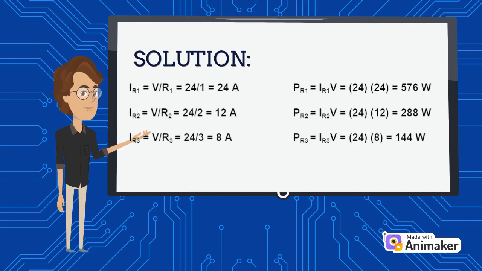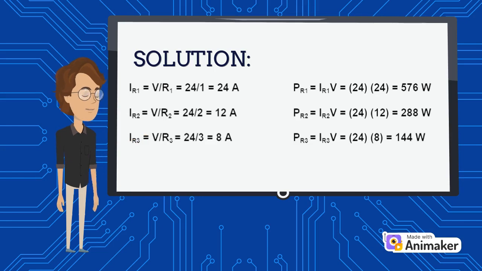Now, for solving for the power in each resistor, since in this problem we already have the values of the current in each resistor and the voltage of the circuit, we can use the simplest or the easiest formula, which is IV, or current times the voltage. So for the P of R sub 1, we have I of R sub 1 times V, which is 24 volts times 24 amperes, which will give us a total power of 576 watts.